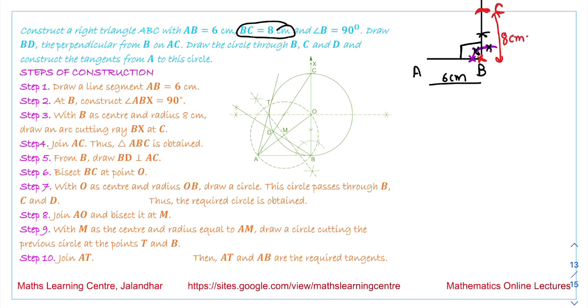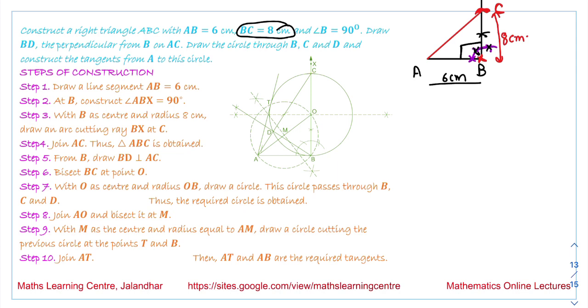When we join A and C, we obtain this triangle, that is right angled triangle ABC, right angled at B. Now the next thing we have to do is draw BD, the perpendicular from B to AC.